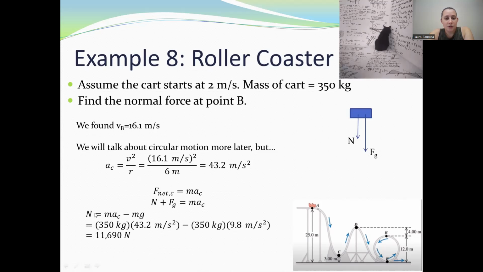Since we're interested in the normal force, I took the force of gravity and moved it over to the other side of the equation by subtracting it. So the normal force equals mass times centripetal acceleration minus the force of gravity, which is mass times g. When we plug in our numbers there, we get a normal force of 11,690 newtons.